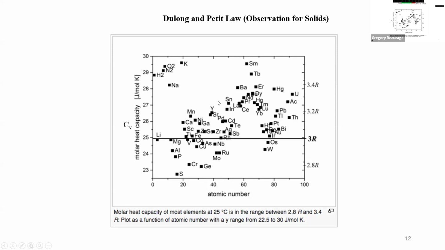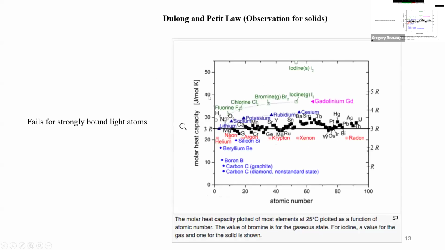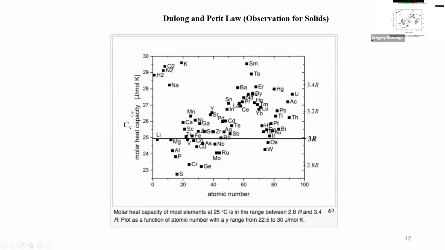This isn't a full scale, so it's going from 23 to 30, but basically most things are following that 3R rule at room temperature. Right, so that seems pretty good. And here are some things with strong bonds that deviate from it slightly. Basically 3R is a pretty good shot for CV for most crystalline materials. Right, so that's the first of these 3. That's called the Dulong-Petit law, right? And that was up until 1880 something, 85, this Boltzmann thing.